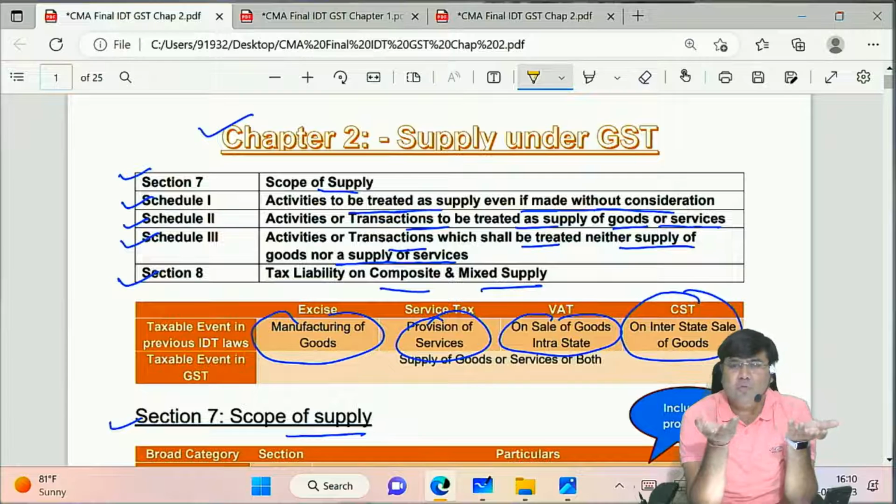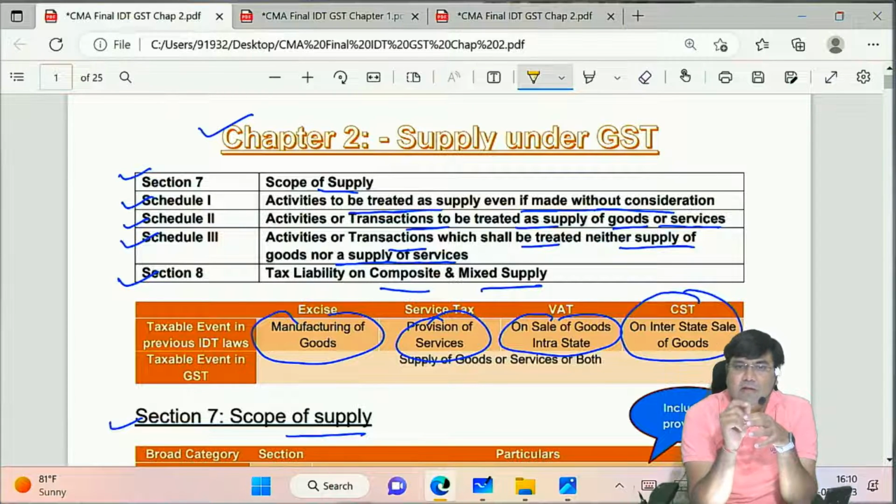But I don't know why you people are answering this. For me, the answer looks wrong. Why? I am telling you there is no sufficient consideration. I sold the IDT classes only for 1 rupee rather than charging 5,000 rupees. So there is no sufficient consideration.